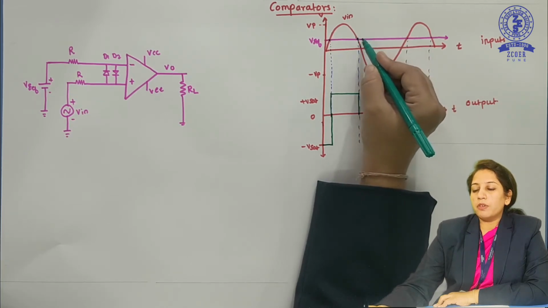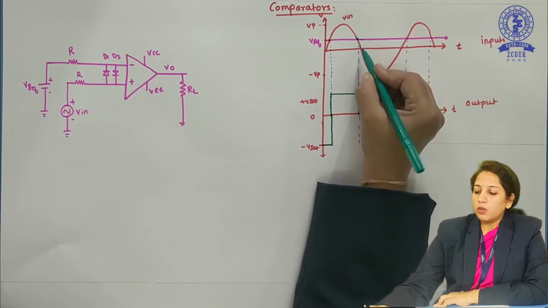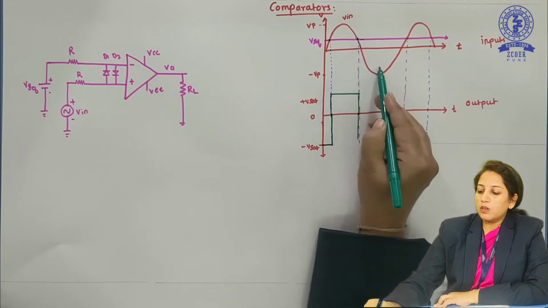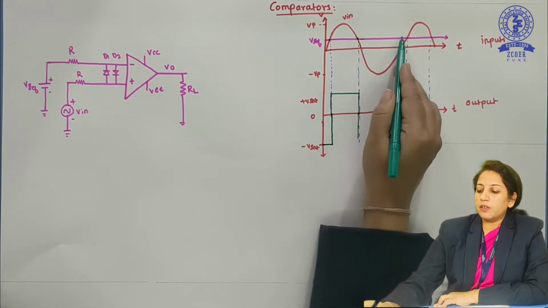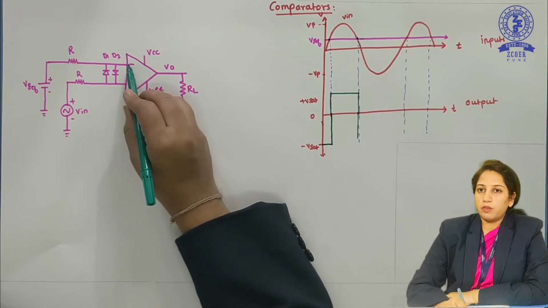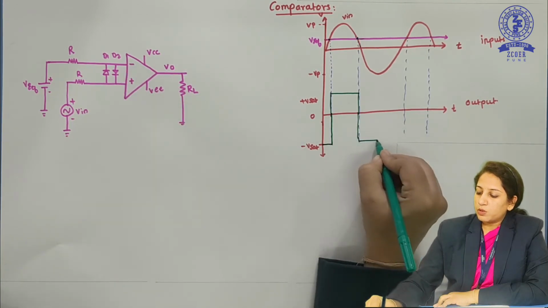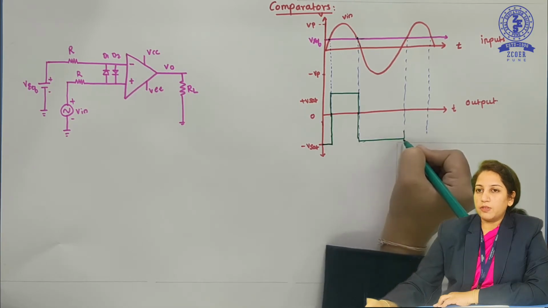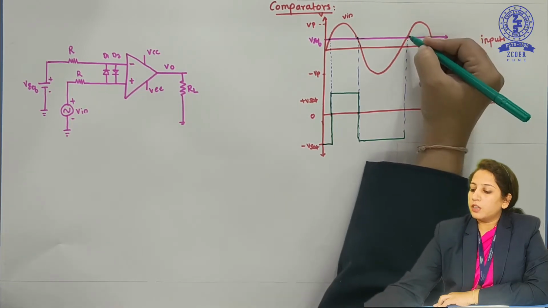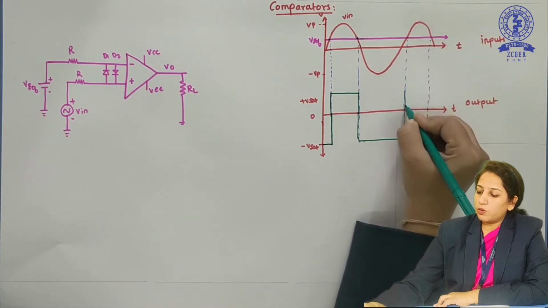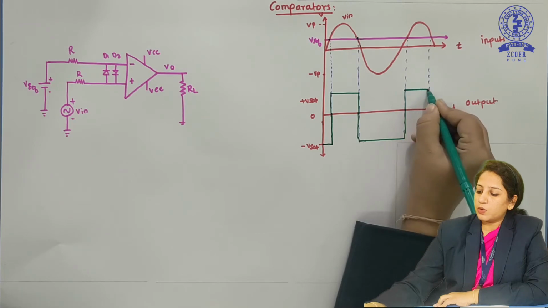It will just compare with V reference. So from here it will again go to the negative saturation, because for this time period my V in voltage, means my non-inverting terminal voltage, is less than my inverting terminal voltage. So here it will be again in a negative saturation. Again further here V in is greater than V reference, so it will go again to plus V saturation.